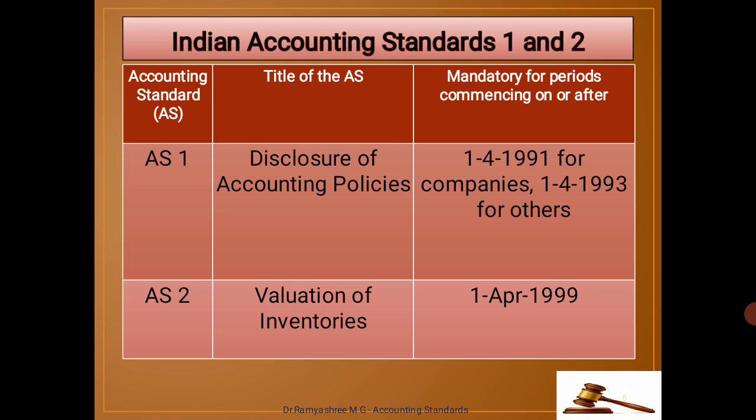This standard specifies that the inventories should be valued at the lower of cost and net realizable value. Cost of inventories should comprise all costs of purchase, costs of conversion, and other costs incurred in bringing the inventories to their present location and condition.